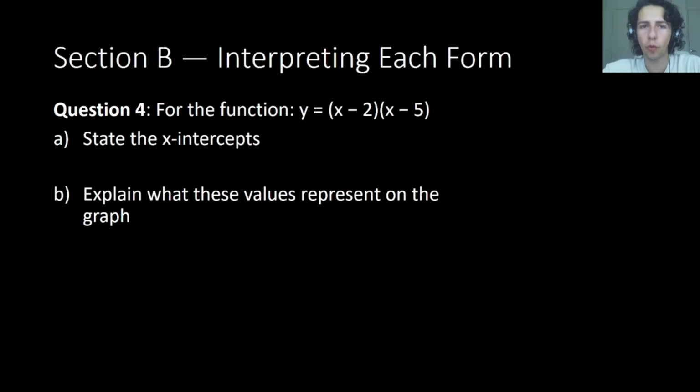Question 14. For the function y is equal to (x minus 2) times (x minus 5), state the x-intercepts. Now, let's first do this the longer way, or I will show you exactly how to do this properly. So, to get the x-intercepts, we need to make y equal to 0.